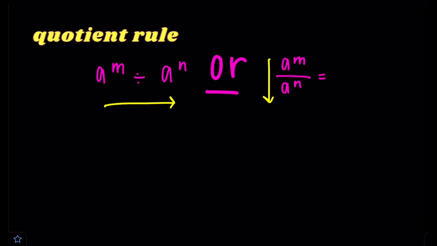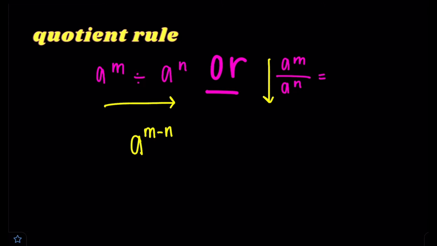The quotient rule is similar to the product rule in that we have 2 of the same variables, but they're both different exponents. This works when we are dividing 2 terms. To simplify these expressions, take the base, a, and simply take the exponents and subtract them from each other. Now I've written a to the m minus n, and this is the correct simplification.